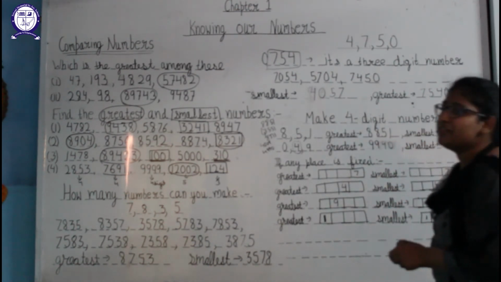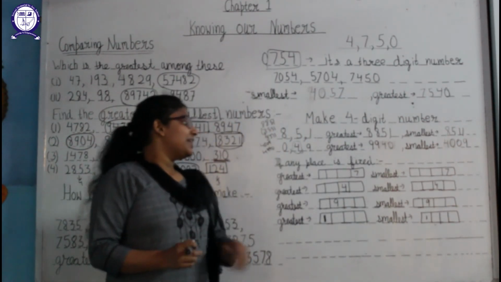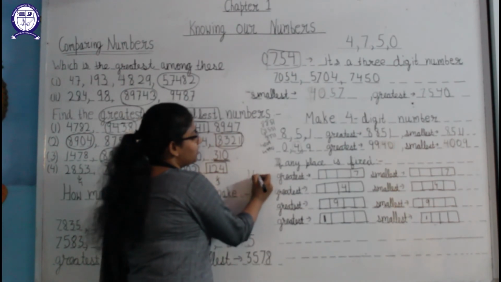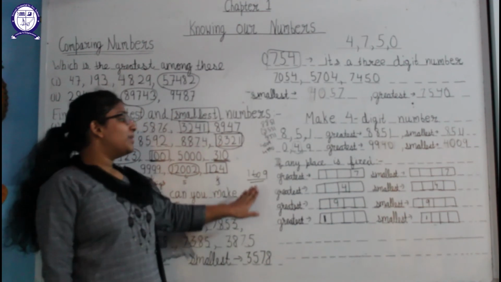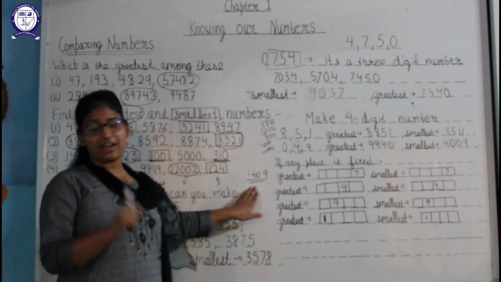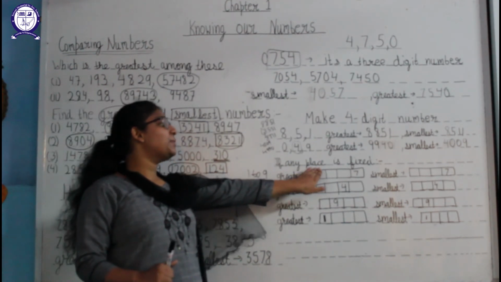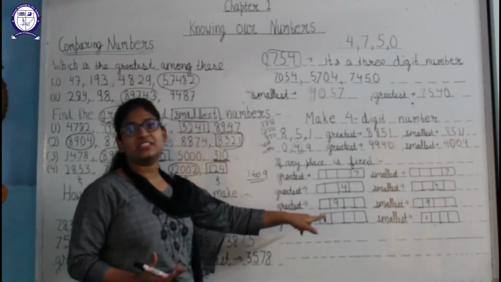Now what will we do if any place is fixed? Like we have to use the numbers from 1 to 9. Any of the numbers we can use, but we will not use any of the numbers twice. We have to use them only once. And also if any place is fixed, then how will we make the greatest and the smallest numbers?